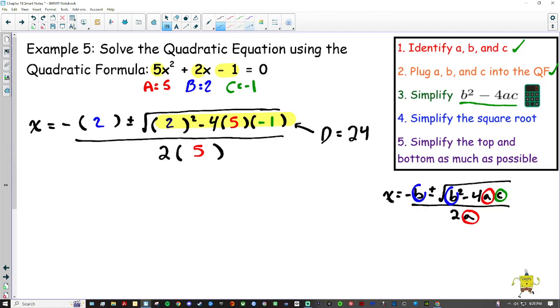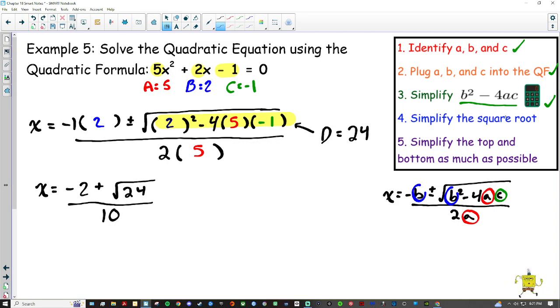Okay, so simplified, perfectly done. Let's do some cleanup. X equals -1 times 2 is -2, plus or minus, everything in yellow is just 24, so put your square root, put in your 24, all over 2 times 5, which is 10. Okay, nice and cleaned up.